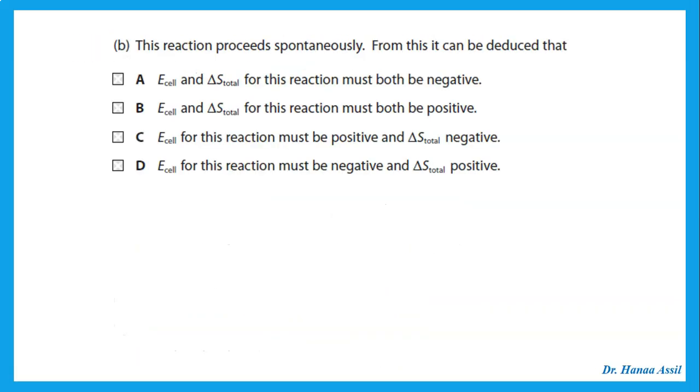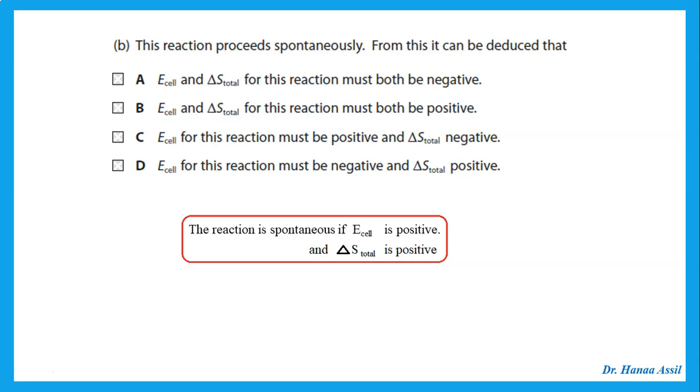Correct? Okay. The reaction proceeds spontaneously. So we are saying the reaction is feasible. What does that tell you? We said the reaction is spontaneous if what? The E cell is positive. And we said if the E cell is positive, that means the delta S total is also positive. So this is the correct choice.